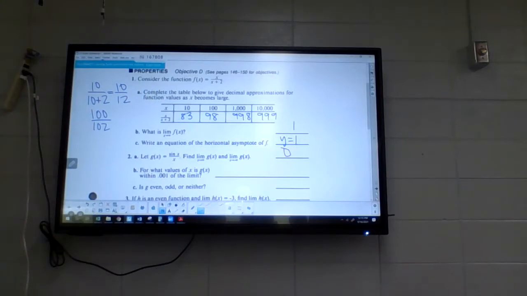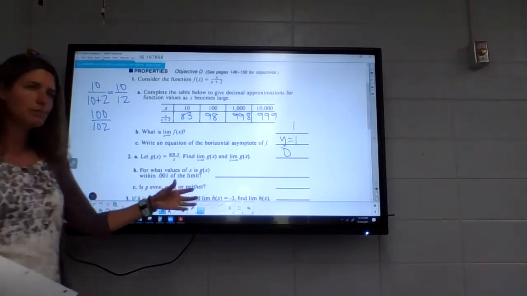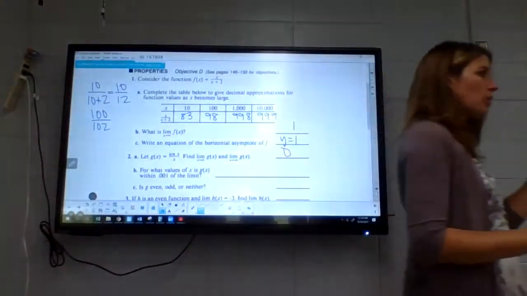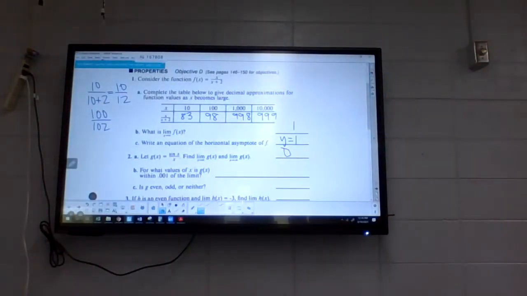Then it says, for what values is g within 0.001 of the limit? We talked about this yesterday. Basically, how far down the line do I have to go where I'm getting something that's so close to 0? So you're looking for where the function equals 0.001, and you have to go down the line.